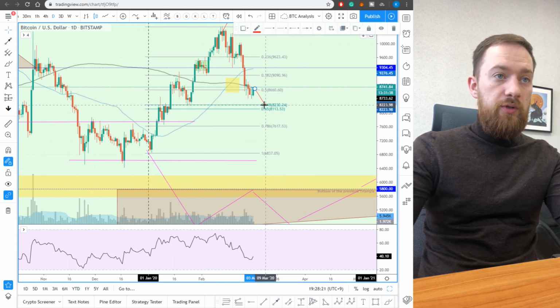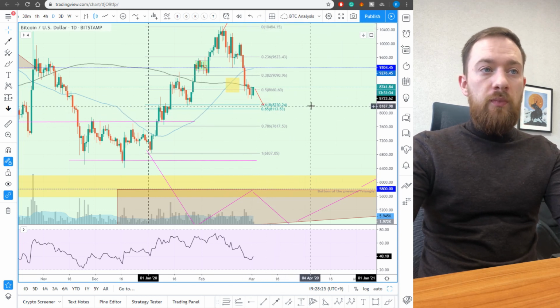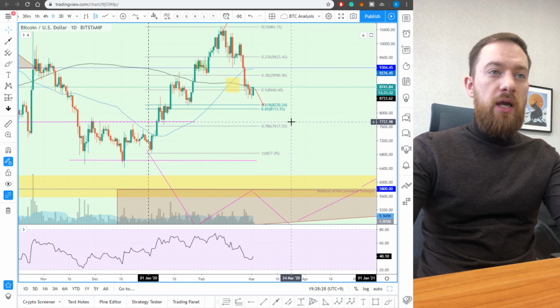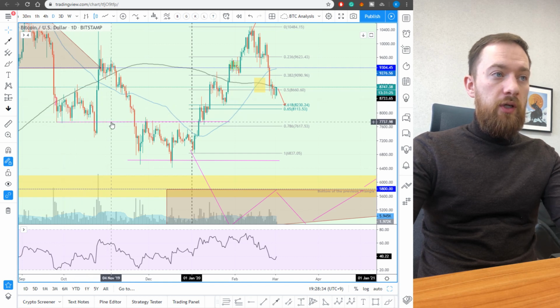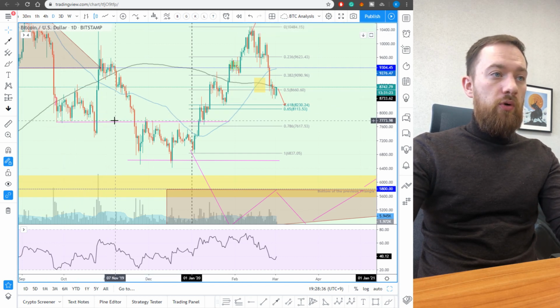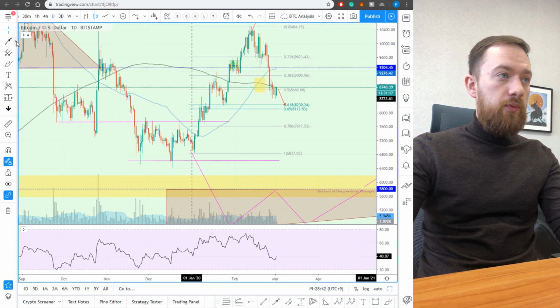So this will be the first crucial level of support, and at the same time the price of this will be 8200, so somewhere around here. We can also see that previously the accumulation zones were in the same areas, so let me put it on the graph.